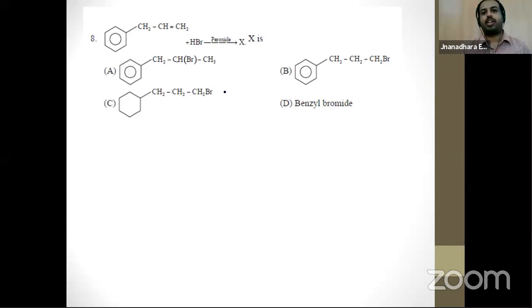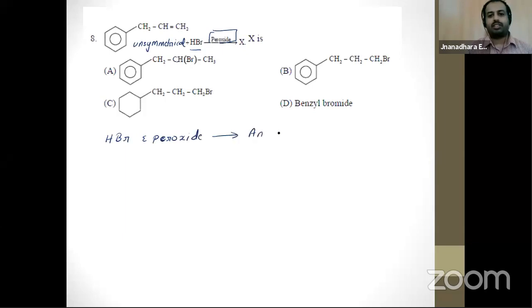This is again a question on addition of halogen acid to alkene. You have an alkene here, again an unsymmetrical alkene, made to react with HBr, but remember this is in the presence of peroxide. With HBr and peroxide, you know what route the reaction takes? The reaction goes via anti-Markovnikov addition.